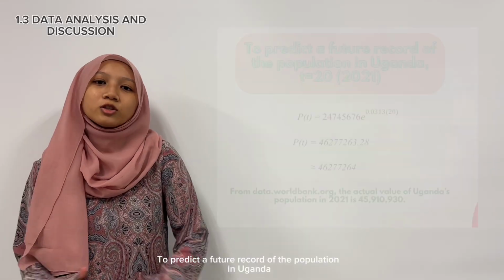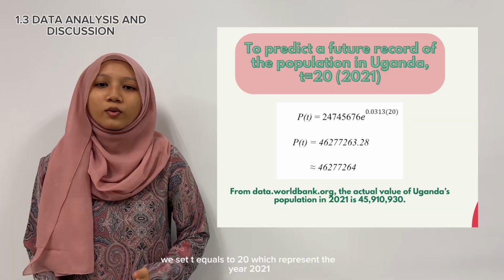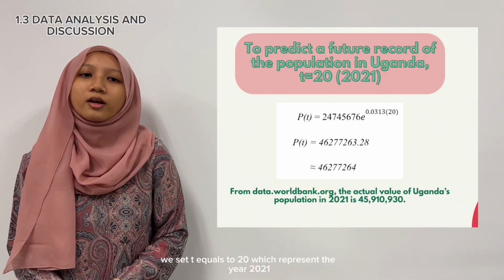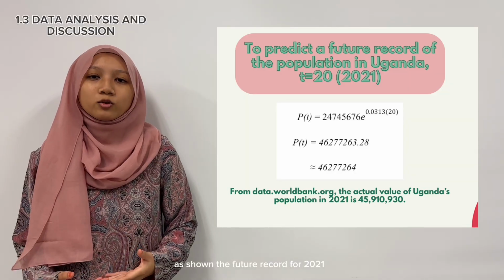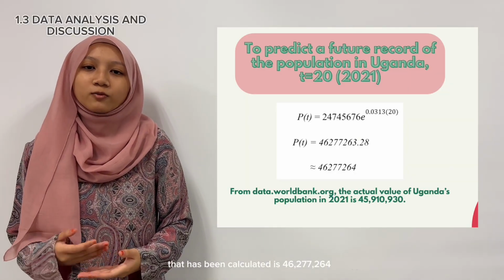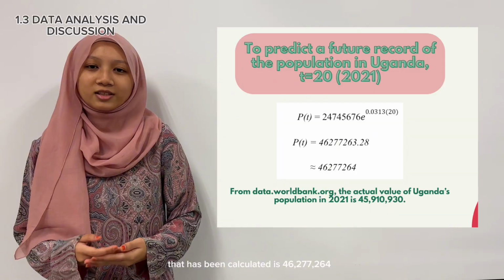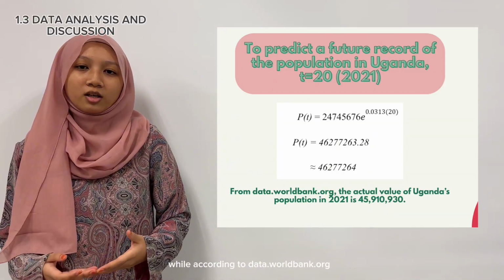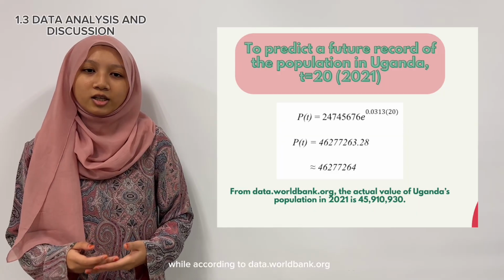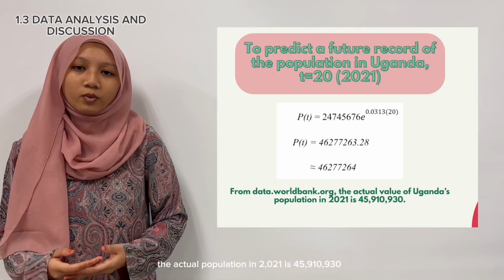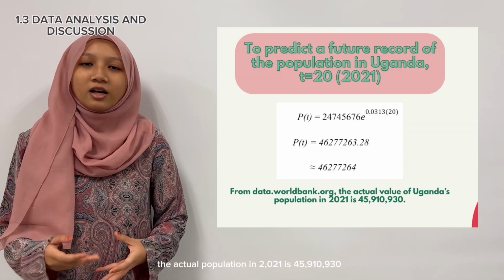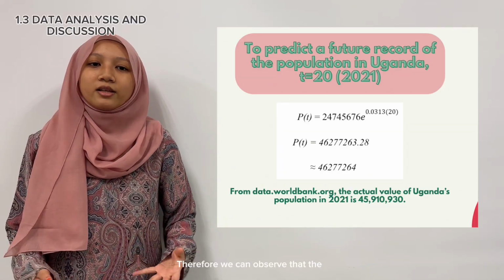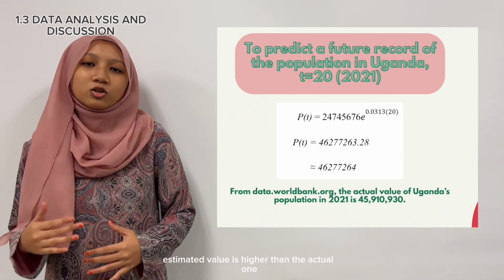To predict a future record of the population in Uganda, we set t equals 20, which represents the year 2021. As shown, the future record for 2021 that has been calculated is 46,277,264, while according to data.worldbank.org, the actual population in 2021 is 45,910,930. Therefore, we can observe that the estimated value is higher than the actual one.